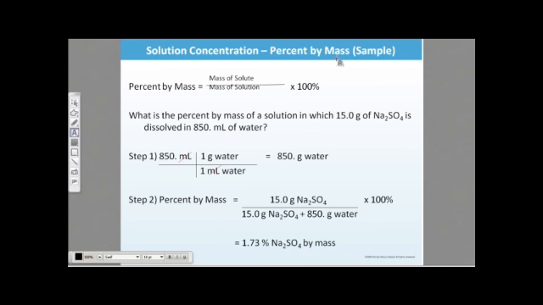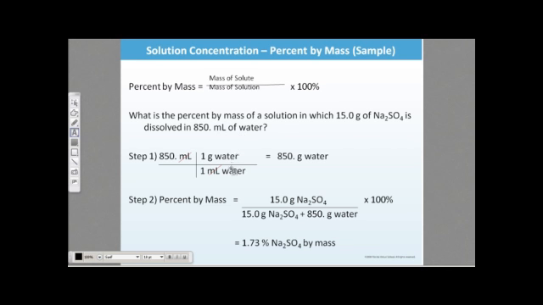Now, percent by mass, this one's actually a little bit simpler. For percent by mass, we have the mass of the solute over mass of solution, and then to make it a percentage, we just multiply it by 100. So here we've got: what is the percent by mass of a solution in which 15 grams of Na2SO4 is dissolved in 850 milliliters of water?